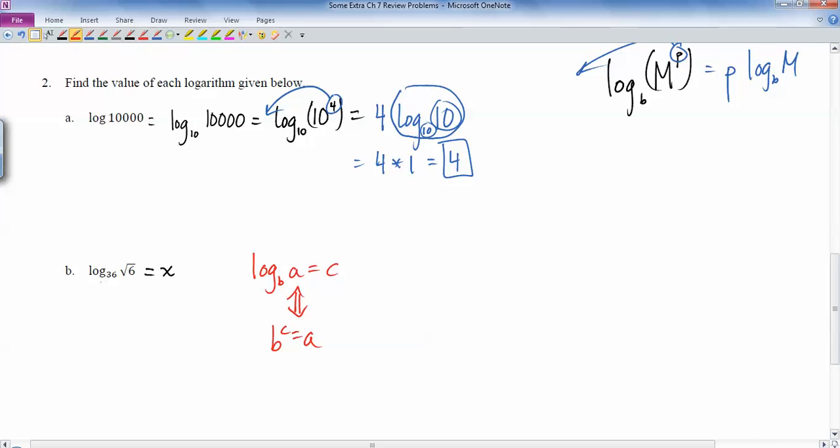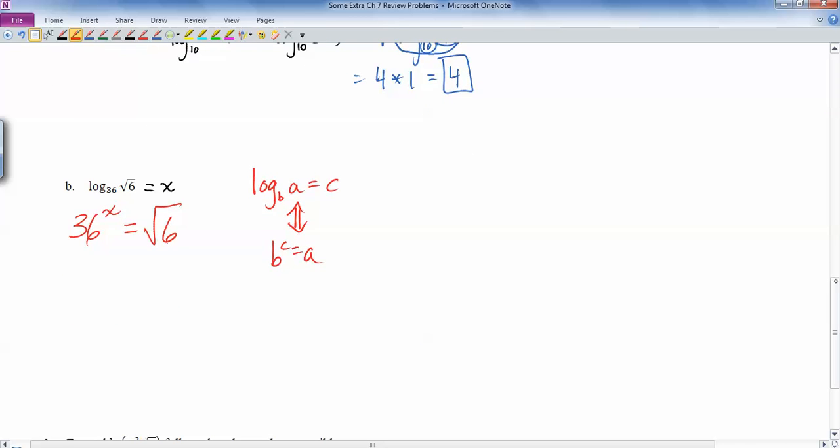So in this case, the b is 36. So 36 to the c, which is what the log equals. So 36 to the x equals a, which is root 6. Okay, and when you look at this, you might be able to tell that 6 seems to be an important number involved here, because 36 is 6 squared. So 36 to the x is really 6 squared to the x. And root 6 is the same thing as 6 to the 1/2. So then you've got a power to a power, you can just multiply the powers. And I've got 6 to the 2x equals 6 to the half.